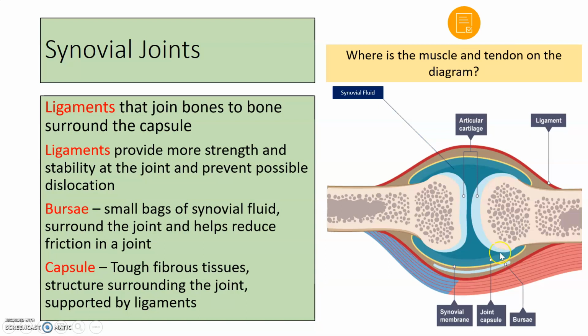And then finally, we've got the joint capsule itself, which is just here and just here at the top of this diagram. These are tough fibrous tissues, the structure surrounding the joint, which is supported by the ligaments, as we've just talked about above. So this joint capsule really solidifies and ensures that the structure is in place to surround the joint so that it's in one piece together.